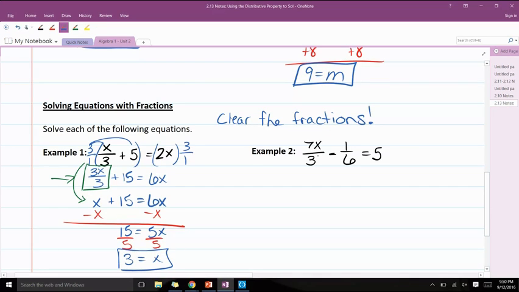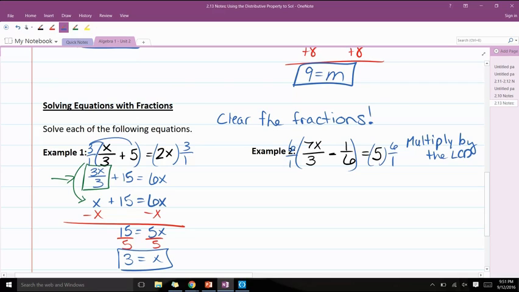Okay, so let's try this problem. Now you have two different fractions. If you multiply the first fraction by what, you'll get rid of the denominator, a 3. What about the second one? A 6. So whenever you have two different denominators, find the LCD, and that's what you're going to multiply by. So I'm going to make a note here. Multiply by the LCD. What's your LCD between 3 and 6? 6. Okay, so I'm going to multiply each side of my equation by 6 over 1.